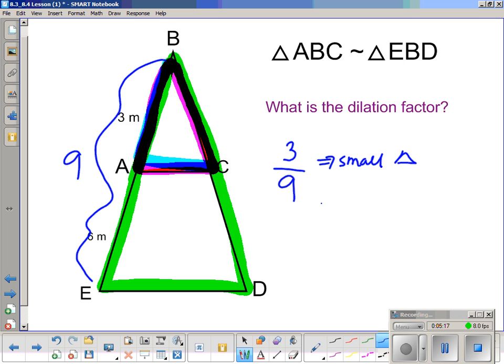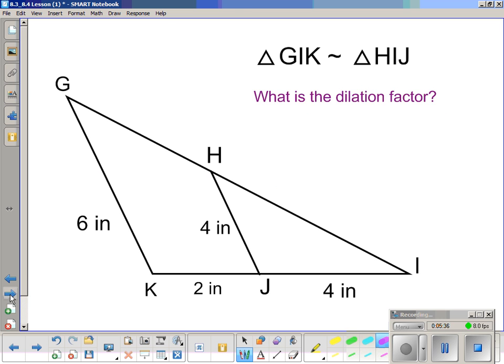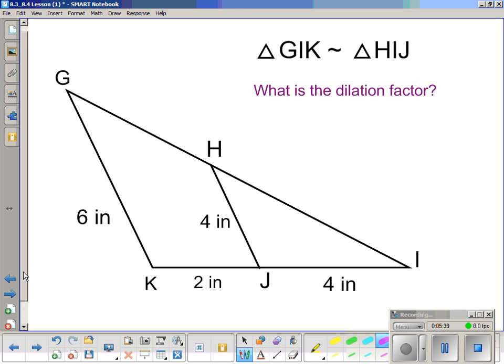If I wanted to produce the large triangle with my scale factor, meaning if I measured all the sides like it did in the previous one and multiplied by it to get the large one, I would do 9 over 3. And both of these simplify to 1/3 or 3 over 1. So all this one asked you to do was to give you the dilation factor. So pause the video and see if you can find the dilation factor on this one. All right, I hope you found it one of two ways.